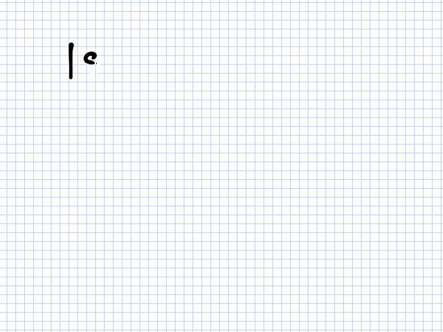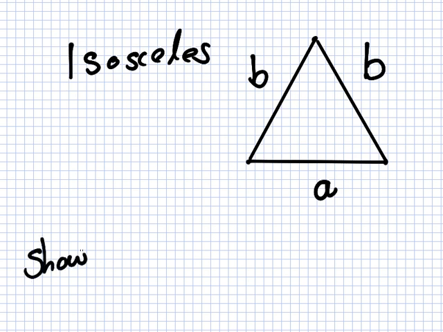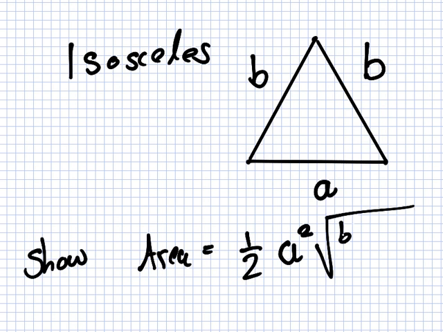Yeah? Okay. Does anybody know what this type of triangle is? Isosceles. Two sides are the same. So I'll give you this isosceles triangle. This side is A, this side is B, this side is B. And I want you to show that the area is a half A squared root of B squared over A squared minus 1 over 4.